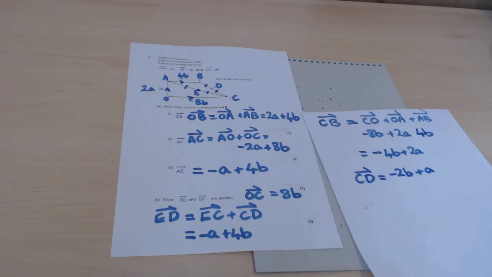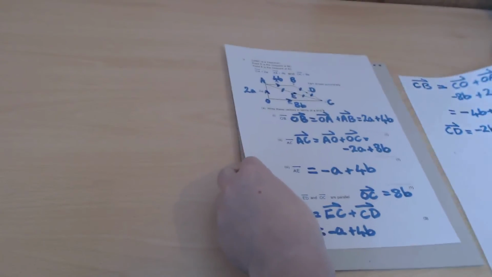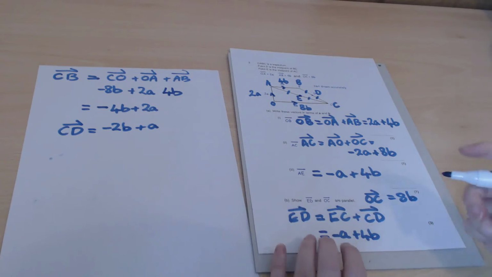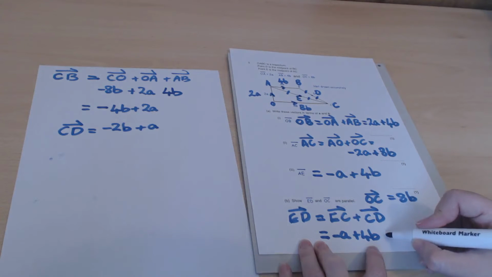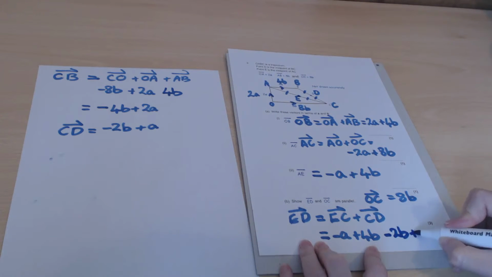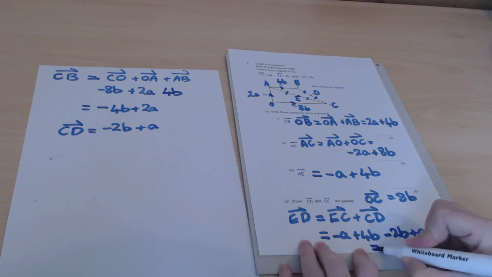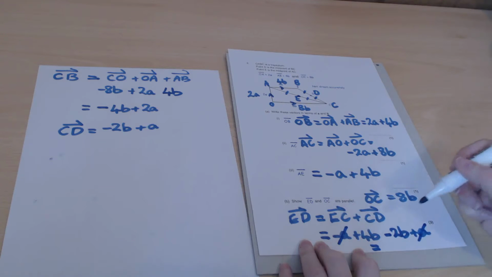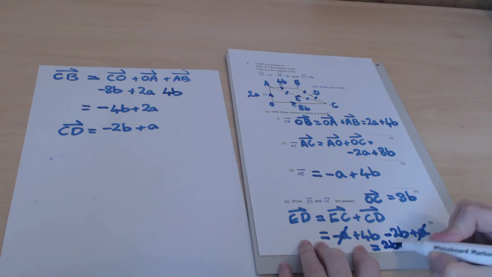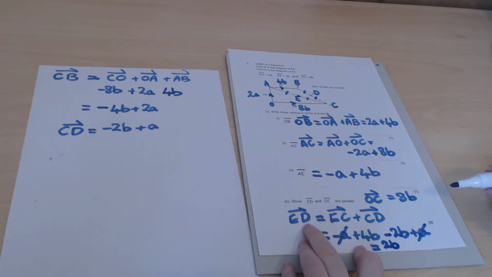So now if we take that and put that in to our E to D thing here, that's our E to C. So we're now going to put in our C to D, which is minus 2B plus A. So now if we tidy that up, we see we've got minus A there and plus A, so they cancel each other out. And then we've got 4B minus 2B, so that leaves us with 2B. So that proves that ED is parallel to OC because it's just that ED is a quarter of the length of OC.